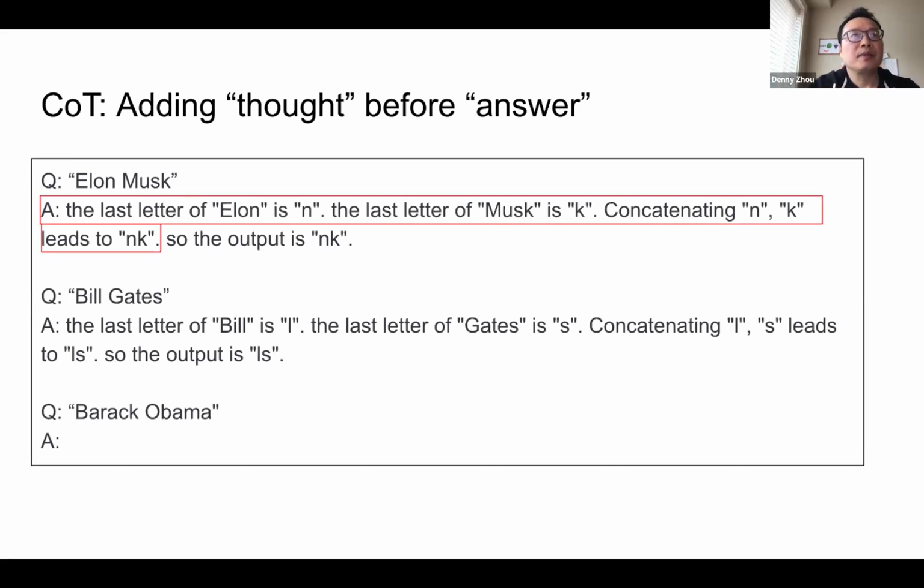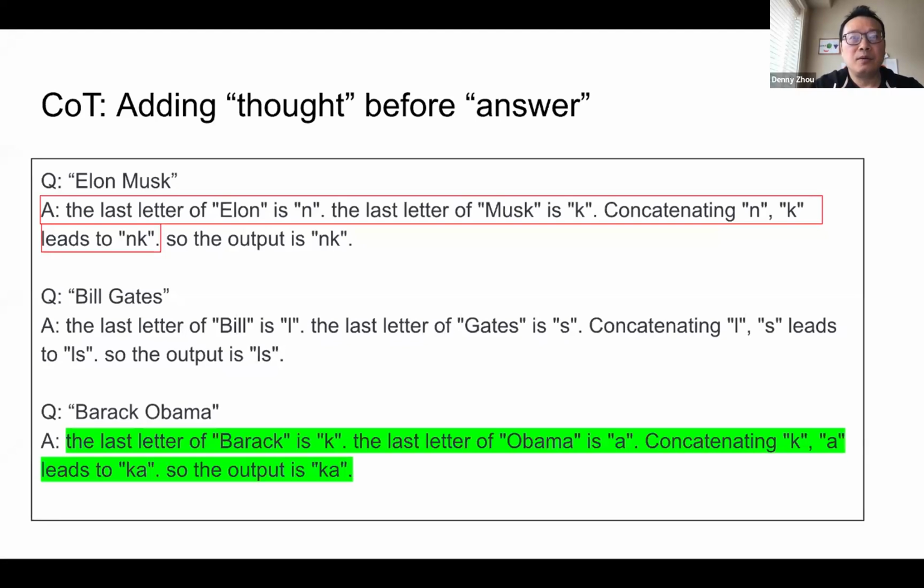the answer. The text in the red box: the last letter of Elon is N, the last letter of Musk is K, and so on. Similarly, we can do the same thing for Bill Gates. And then we concatenate all that together as an input to the large language model, and we see we got the correct answer now. That's exactly what we want. The output now is KA, and the thought process is correct.